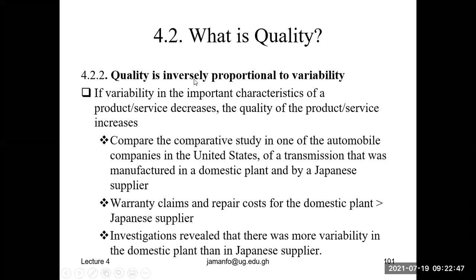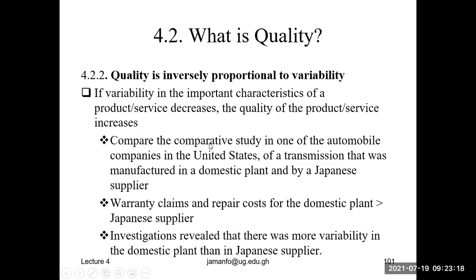So we are saying that quality is inversely proportional to variability. As we work on variabilities within the organization, quality is likely to go up. In other words, in environments where we see a high level of variability, quality is likely to be affected. So if variability in the product characteristics of a product or service decreases, the quality of the product or service increases.